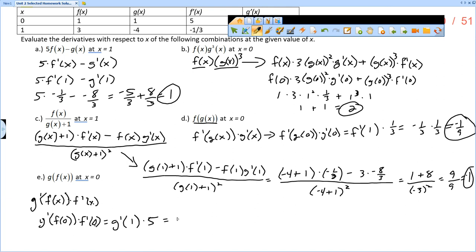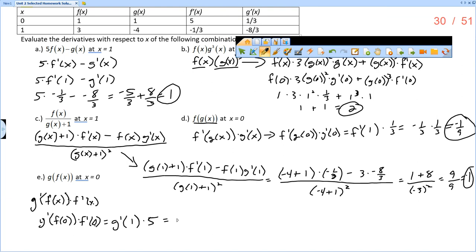All right, so looking at the table, g prime of 1 is negative 8/3 times 5, right? And so there we would have negative 40/3.